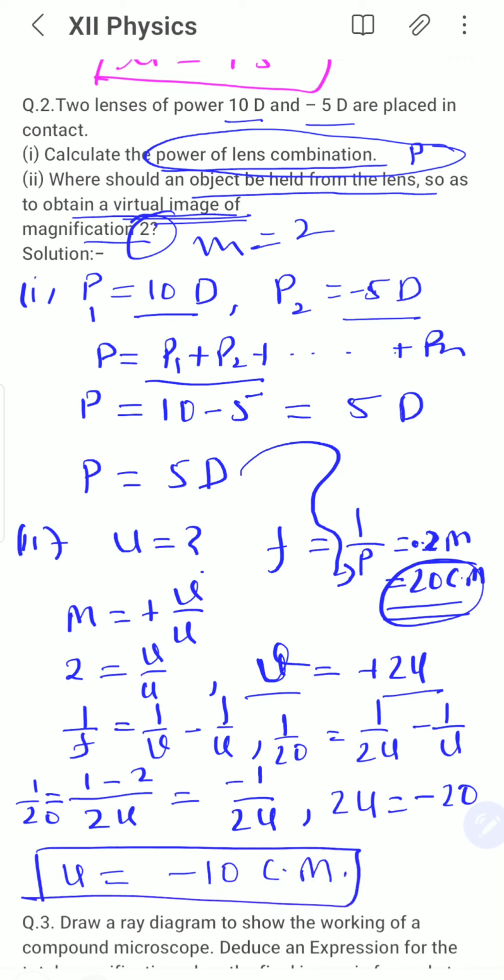According to the question, it is asking where the object should be placed. So we have to find out the value of u. Okay, so that is our second question in the given numerical session.